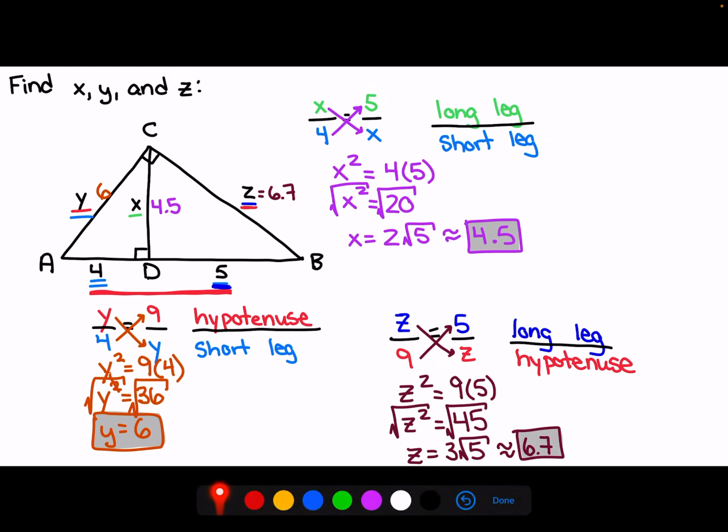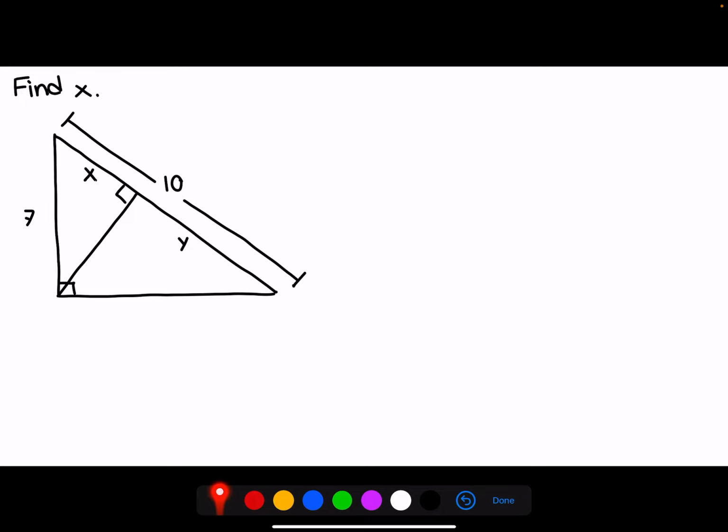All right. Pause the video if you need to. We're going to go ahead and move on, though. Our final question, find x. So we see x right here. We need to solve for it.